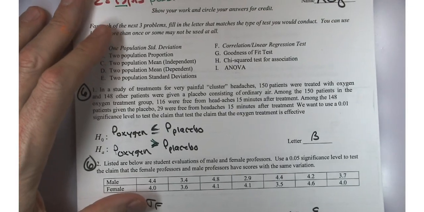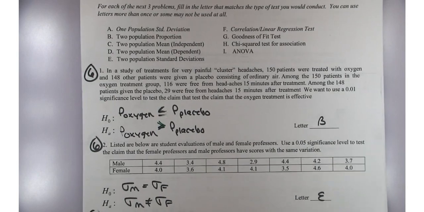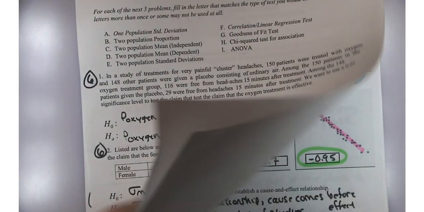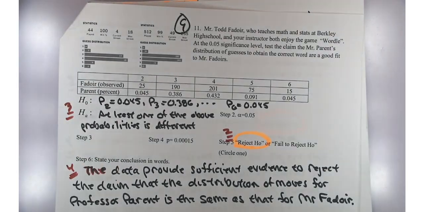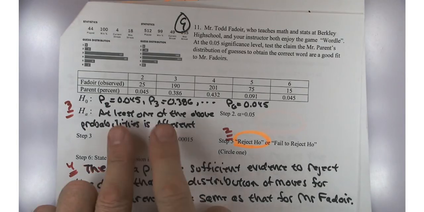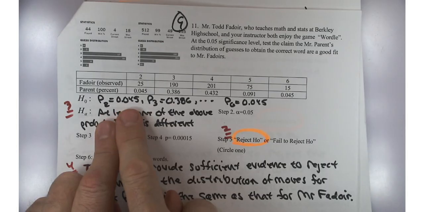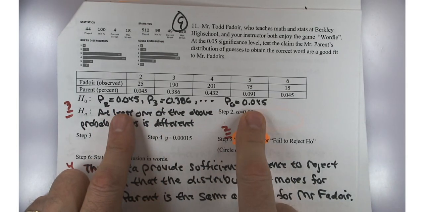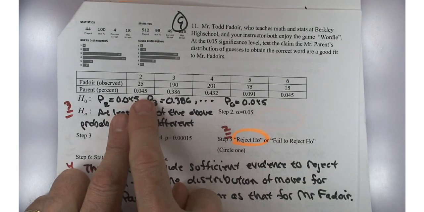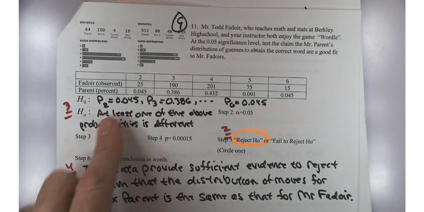Lisa? Can you show me H not and the alternative for question 11? Now I've got this posted on D2L, or if I don't, I'll certainly post it right after class. But again, one of the things that people got dinged for a point on was that they put P2 equals P3 equals all the way to P6 equals, or they're just all equal. They're not all equal. They have different probabilities, different percentages, and those should be reflected in your null hypothesis.